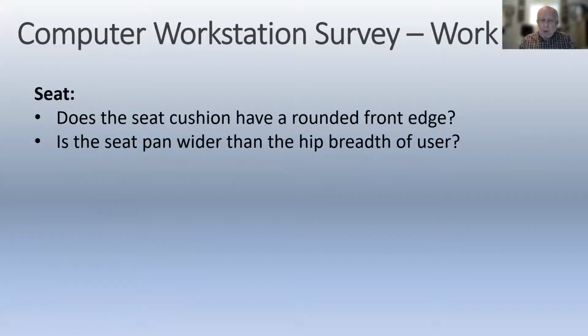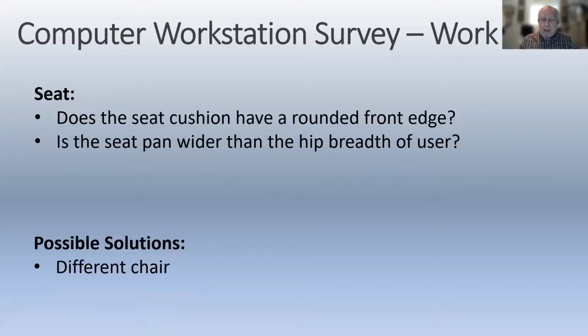The seat. Does the seat cushion have a rounded front edge? Is the seat pan wider than the hip breadth of the user? And the possible solution there is probably just going to be a different chair.